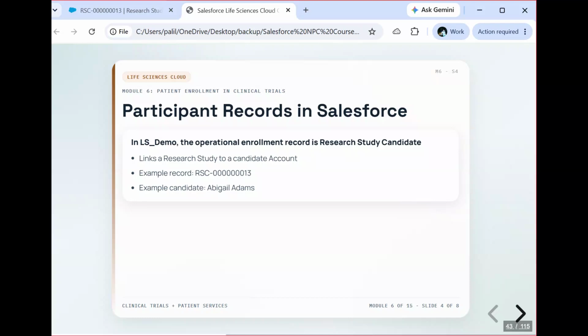For this org, the cleanest way to explain trial enrollment is to separate the person from the study-specific record. The person lives as an account and the study-specific record is a research study candidate. We are going to make use of a study candidate by the name Abigail. Let's go to Salesforce.